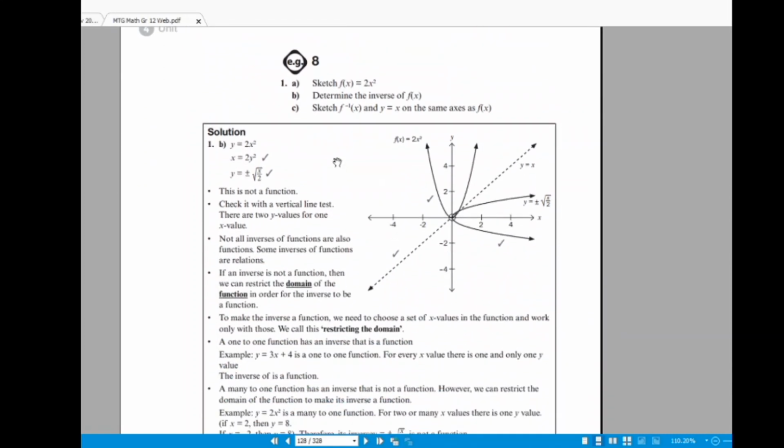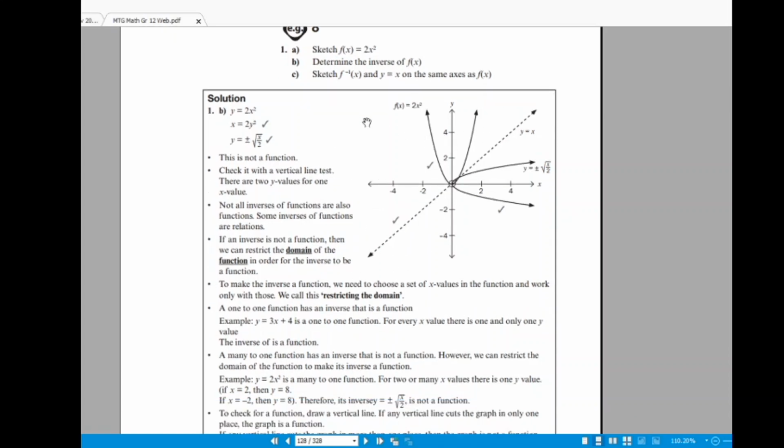So now here's another example. Sketch the parabola f of x equals 2x squared, and then determine the inverse of f, and then sketch the graph of the inverse and y equals x on the same axes as f of x, right? So here they do have the sketch of f of x. f of x is that parabola, which is that one, and then the inverse is that one, right? And then the line y equals x, the axis of symmetry, is there.